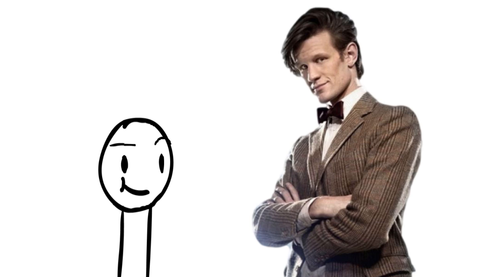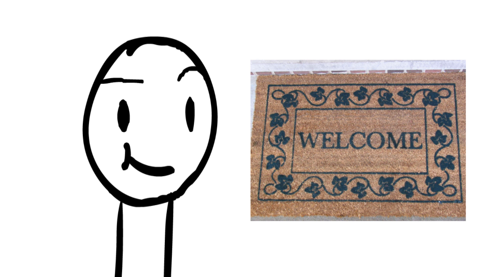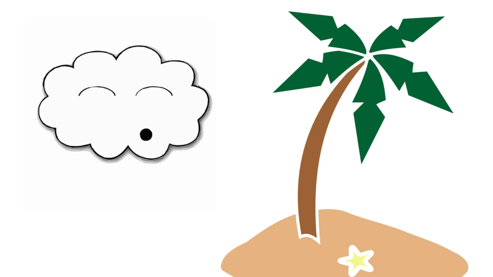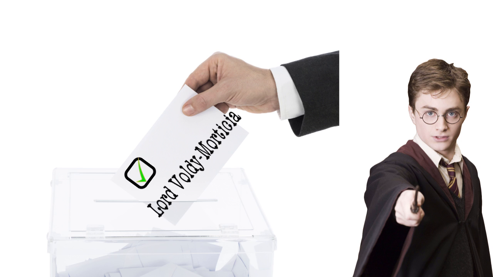For instance, if you want to remember that your friend's name is Matt, although I don't know why you would want to remember that if that is his first name and you are his friend. To remember that his name is Matt, you could imagine that your friend is wearing a welcome mat on his head. See what I did there? Or if you want to remember that your house is on Windy Palm Drive, you could imagine a palm tree blowing in the wind.